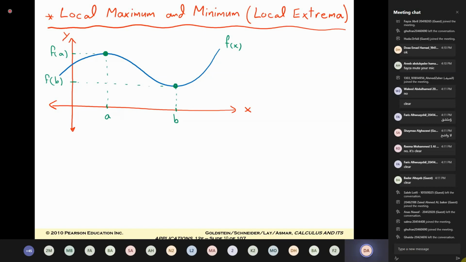At the point A, and f of A, this point, on the right side of this point, we have increasing for the function of x. Oh, sorry, the left of the point. The right of the point, we have decreasing.